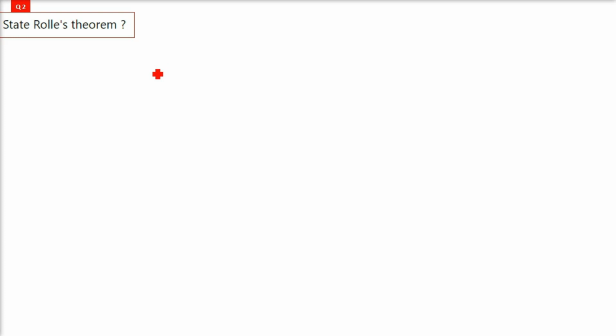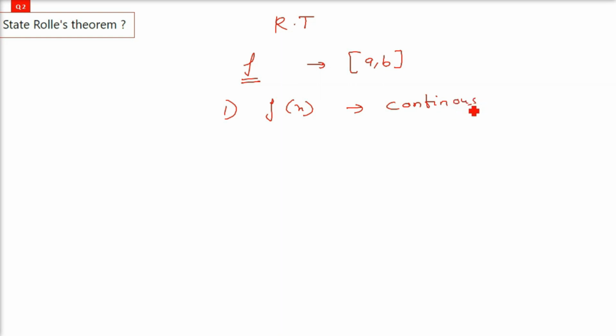State Rolle's theorem. Now Rolle's theorem, Lagrange's mean value theorem, I have explained in detail. So I'll just write everything in short just to recall. In Rolle's theorem, we are talking about a real valued function, and we are talking about a closed interval a and b, that is the domain. The first thing which is required in Rolle's theorem is that the function has to be continuous. There shouldn't be any breakages. The function has to be continuous in this domain. It is not required that the function has to be continuous everywhere. This domain is very important, and this is a closed interval.